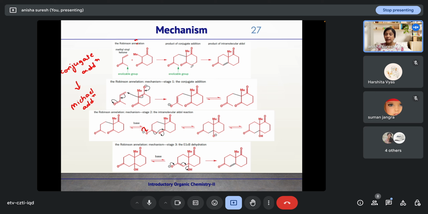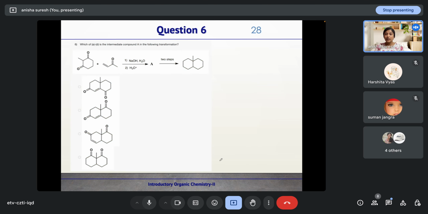Now an E1cB elimination reaction will take place. So the base will abstract the proton here. It will lead to formation of this enolate, and this upon falling back, this OH minus will be removed, leading to formation of this alpha beta unsaturated ketone. So this is the mechanism for Robinson annulation reaction. So the right option is option B.